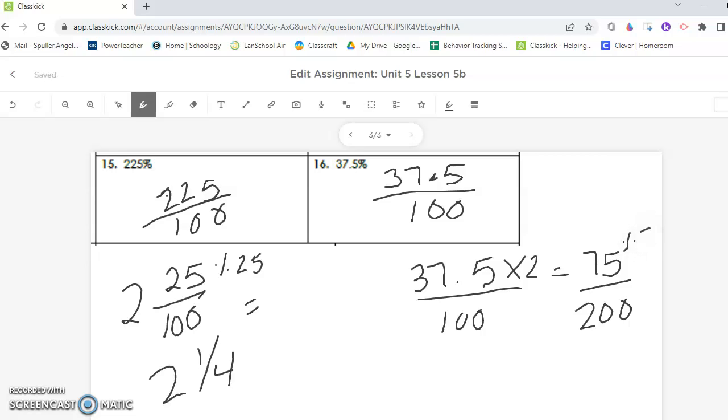And if I divide this by 25, oops, that's a really bad 25. Gosh, this pen isn't working very well. Divided by 25, I would get 3 over 8. Okay? All right, that's the end of Unit 5, Lesson 5B.